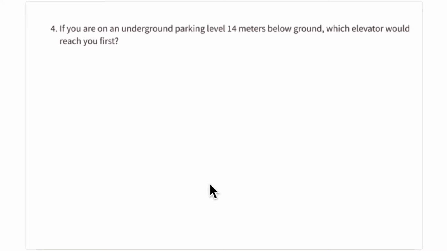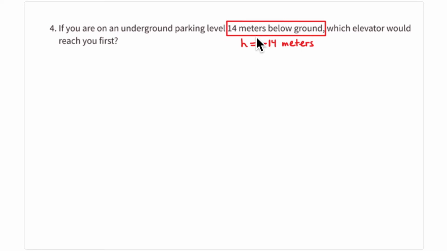When does each elevator reach a certain level, a certain height? You could choose any height and say, how long is it going to take elevator A to get there? How long is it going to take elevator B to get there? So in this case, they chose 14 meters below ground. So the height is negative 14 meters. So how long is it going to take elevator A to get to negative 14 meters? And how long is it going to take elevator B to get to negative 14 meters?